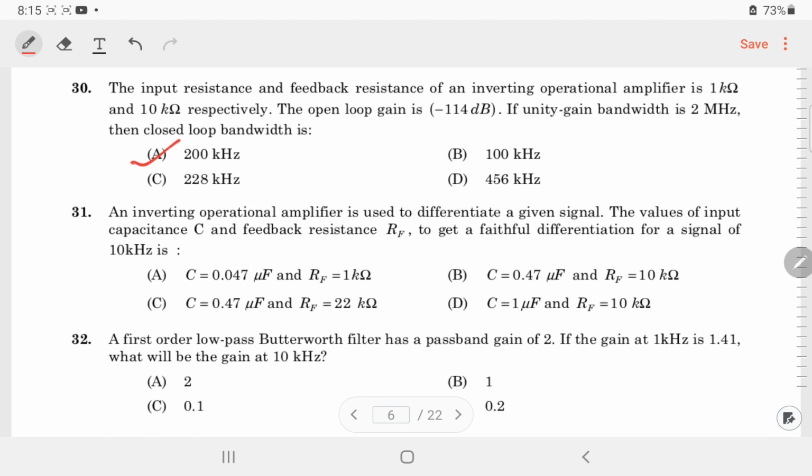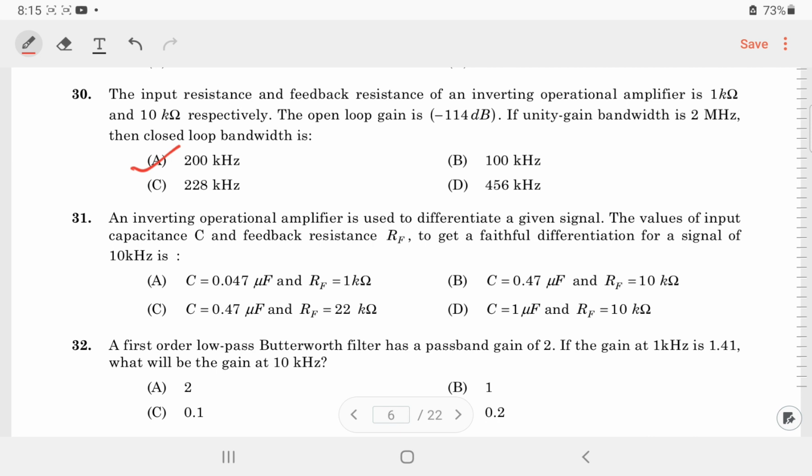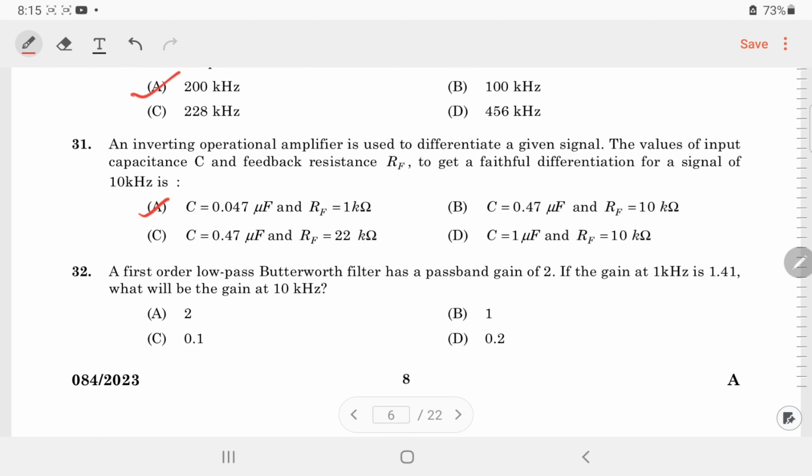Question number 30. The answer is 31. Question number 31. The answer is option A. Next question. A first order low pass Butterworth filter has a passband gain of 2. If the gain at 1 kHz is 1.41, what will be the gain at 10 kHz? The answer is option D, 0.2.